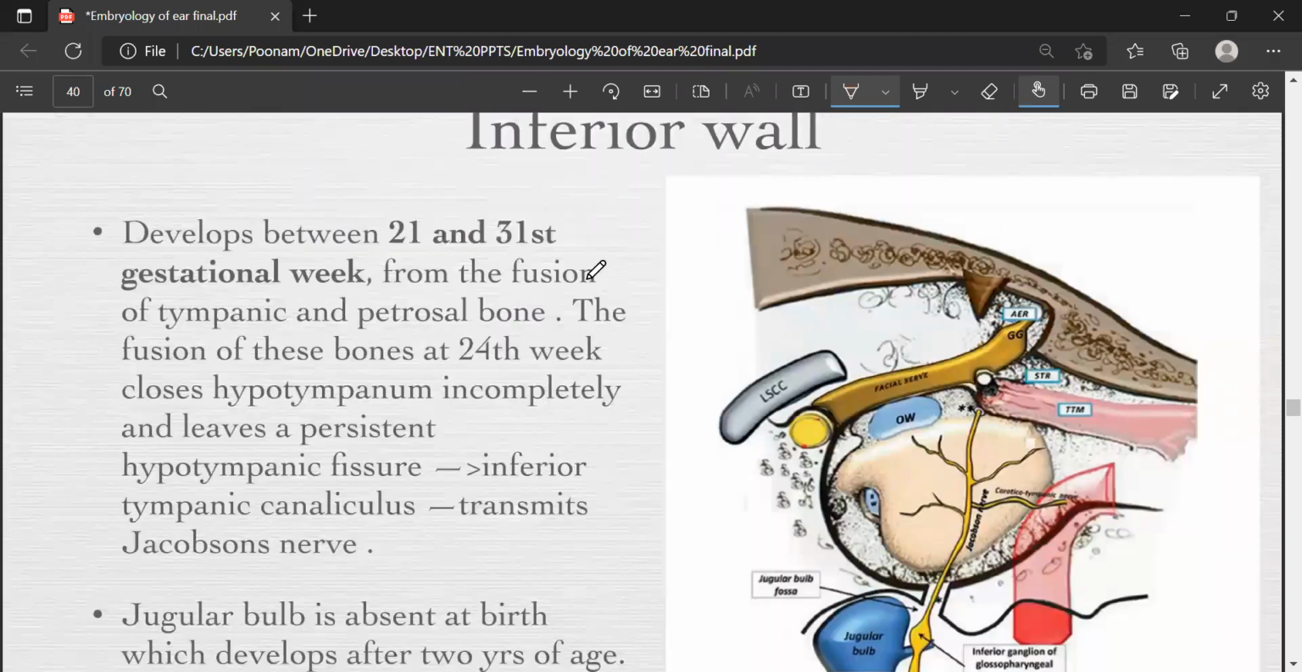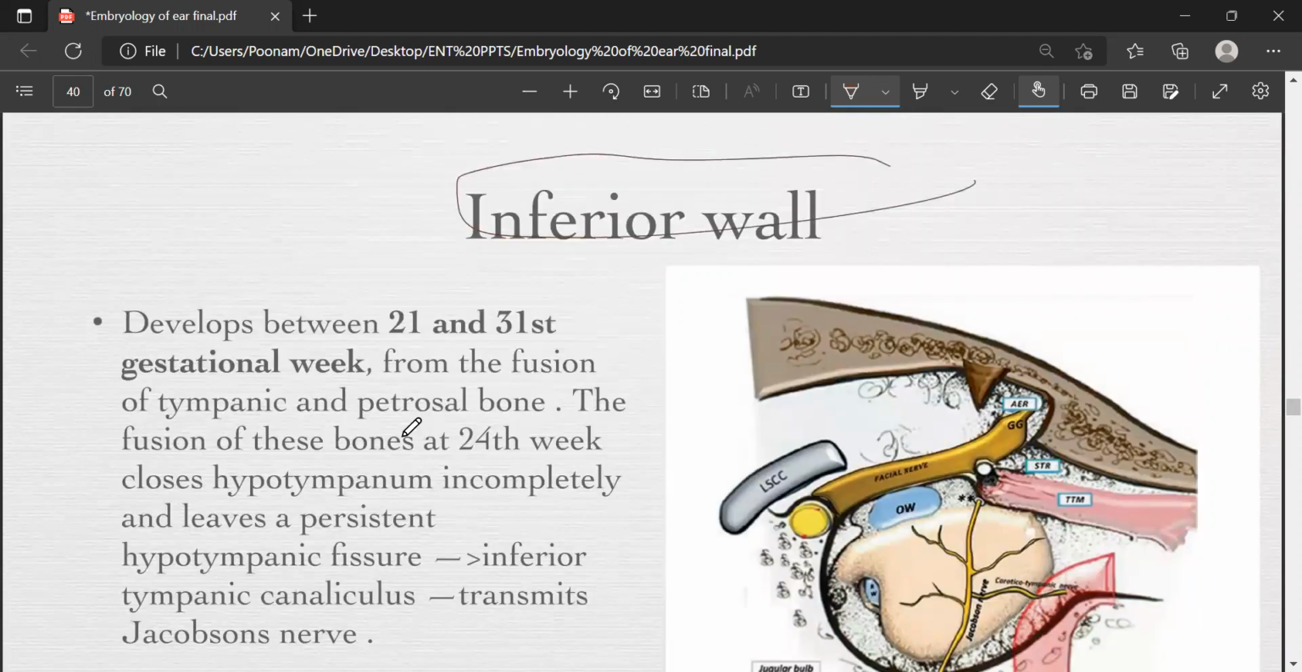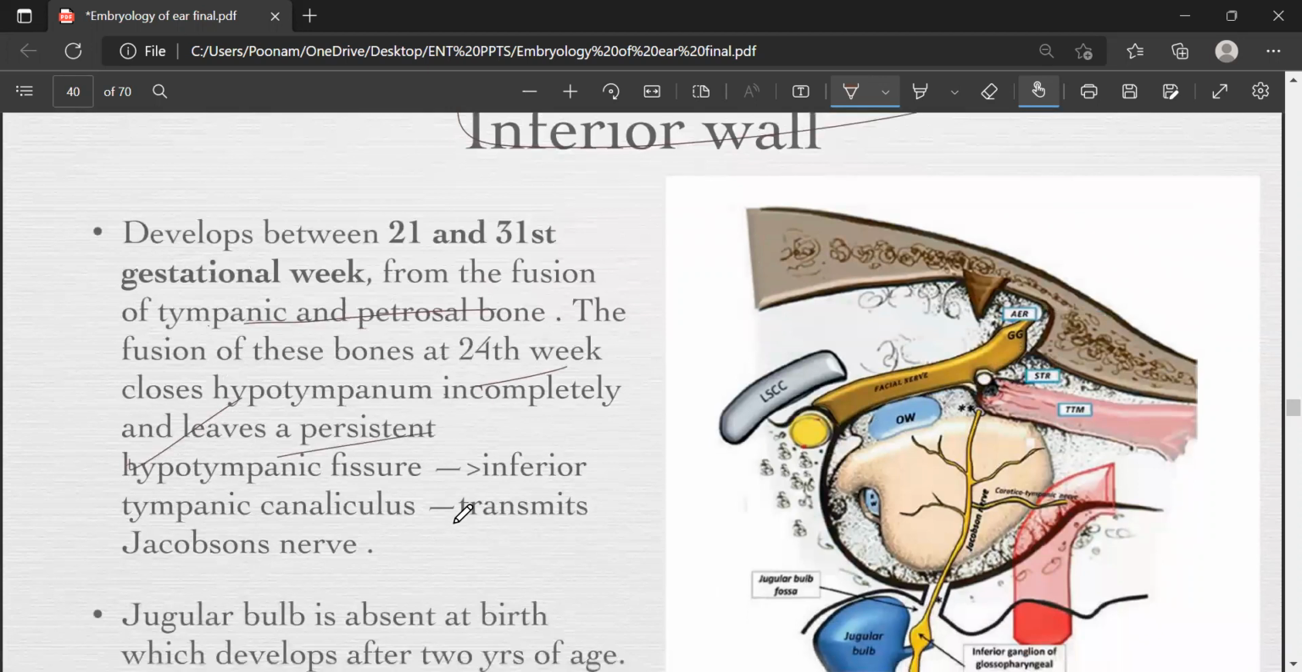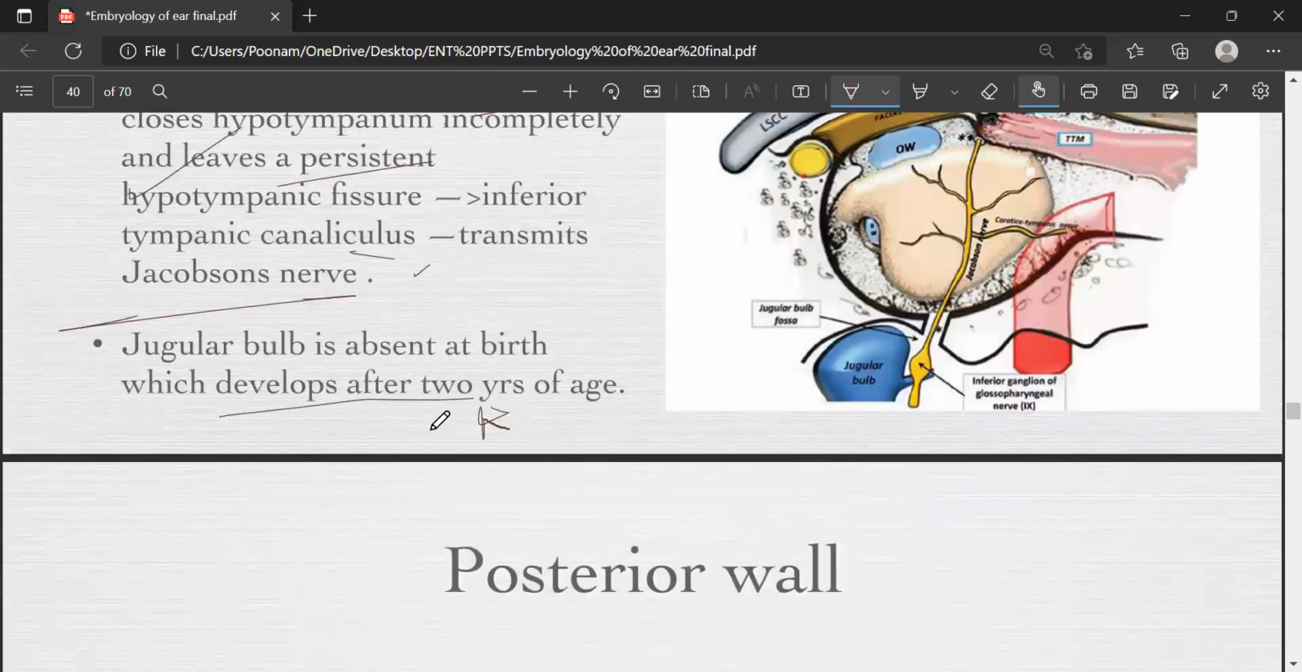Now coming to the inferior wall of the middle ear. It develops between the 21st and 31st gestation week from the fusion of the tympanic and petrosal bone. The fusion of these bones at 24 weeks closes the hypotympanum incompletely and leaves a persistent hypotympanic fissure, which later forms the inferior tympanic canaliculus, which transmits Jacobson's nerve. This is important: the inferior tympanic canaliculus transmits Jacobson's nerve. The jugular bulb is absent at birth, which develops after 2 years of age.